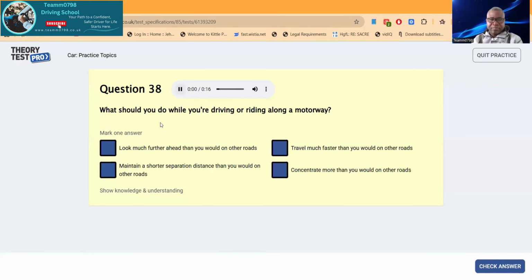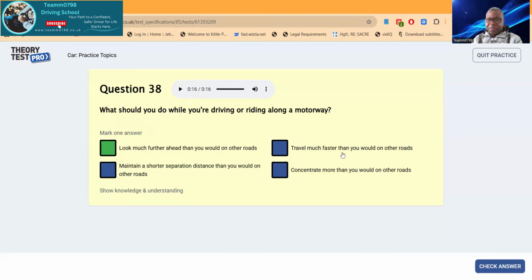What should you do while you're driving or riding along a motorway? Look much further ahead than you would on other roads. Travel much faster than you would on other roads. Maintain a shorter separation distance than you would on other roads. Concentrate more than you would on other roads. Okay. What should you do while you are driving or riding along a motorway? Okay. You look much further ahead than you would on other roads.